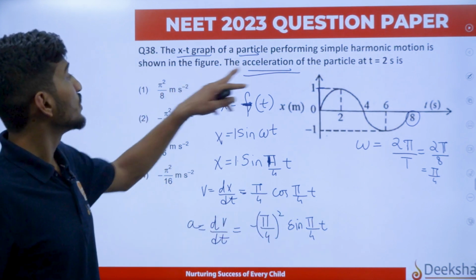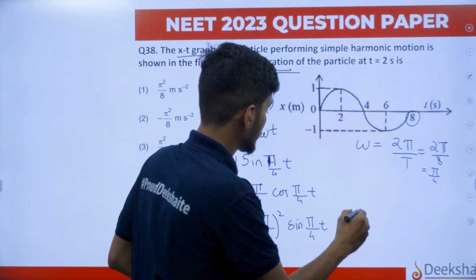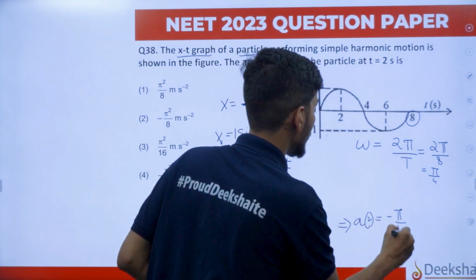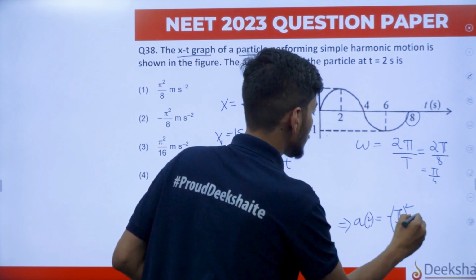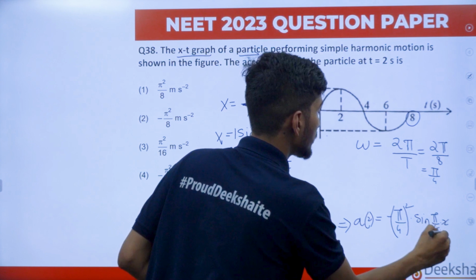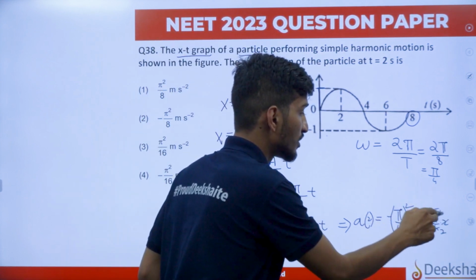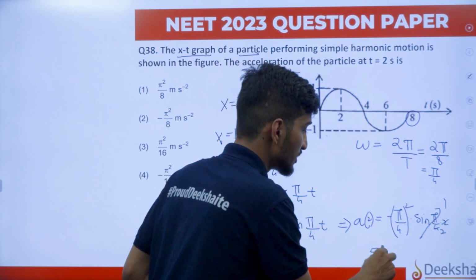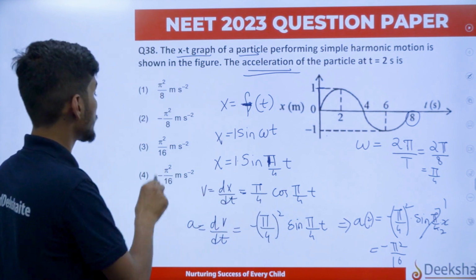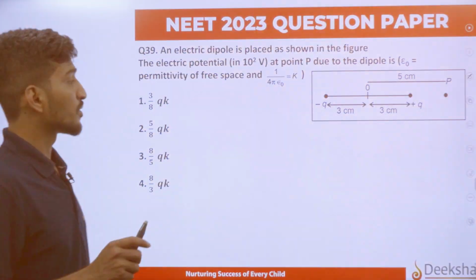So let's put the value of t is equal to 2 here. What happens when I put t is equal to 2 here? I get acceleration at t is equal to 2 to be minus pi by 4 square into sine pi by 4 into 2, which is pi by 2. Sine pi by 2, as you remember, sine 90 degree should be 1. So the answer that remains here then is minus pi square by 16. Minus pi square by 16, or option number 4 should be the correct answer for this question. Okay? Let's move on.